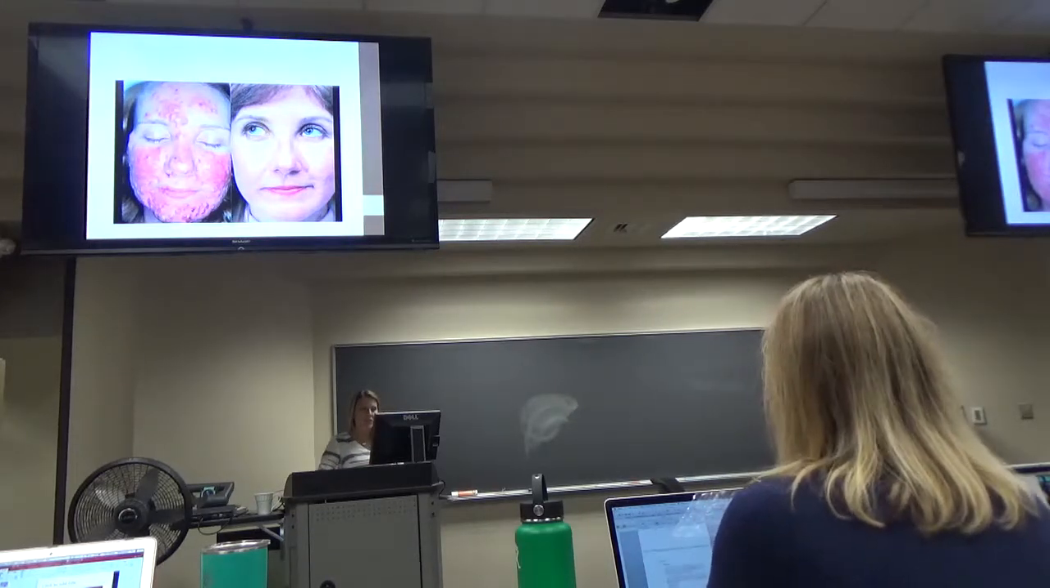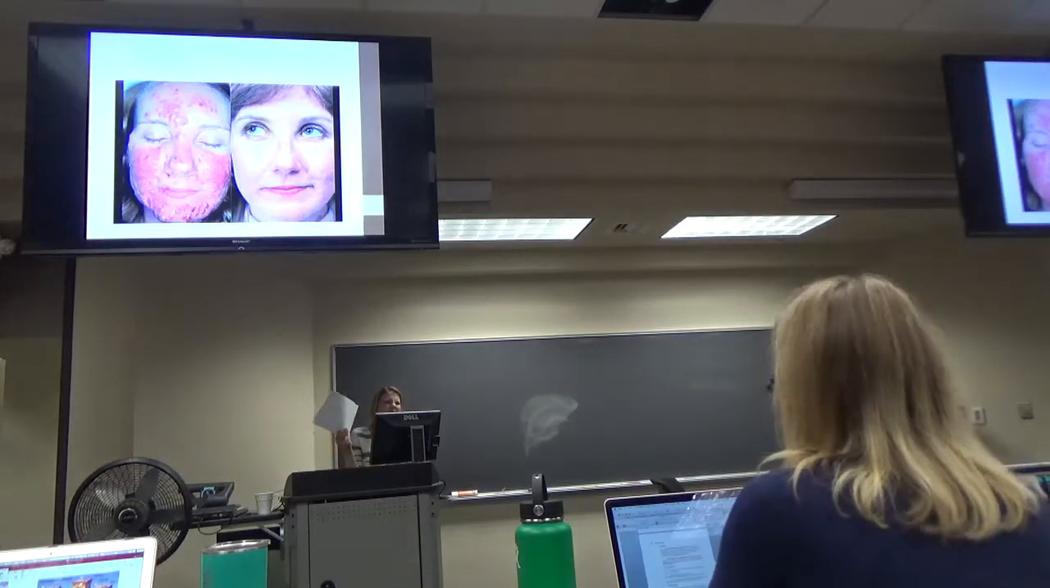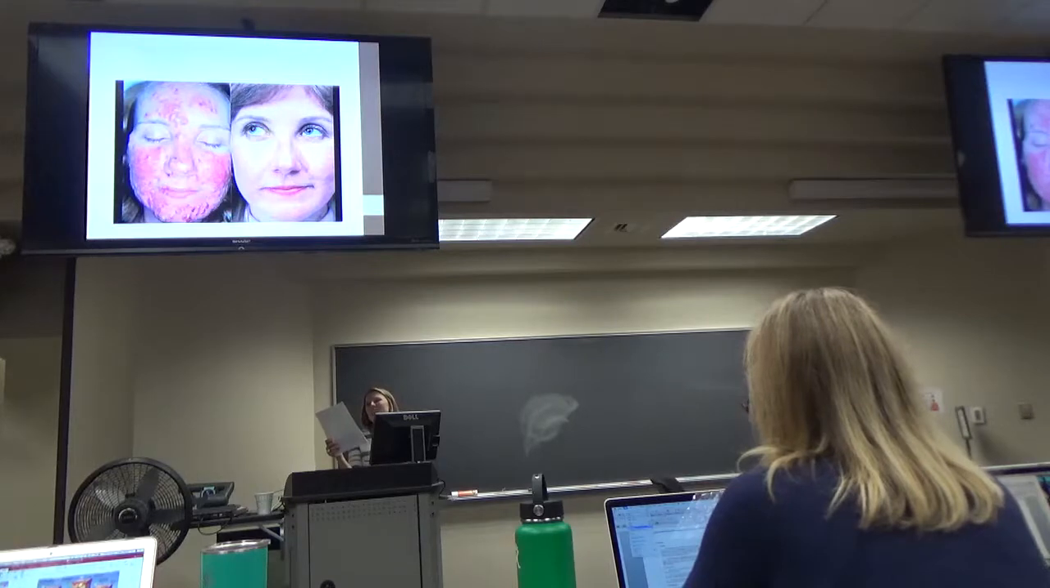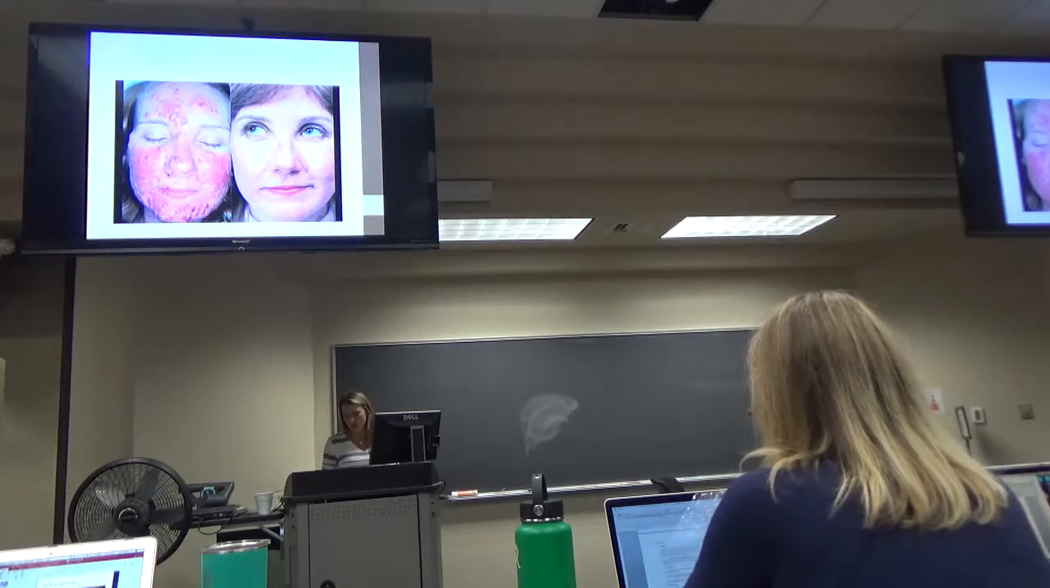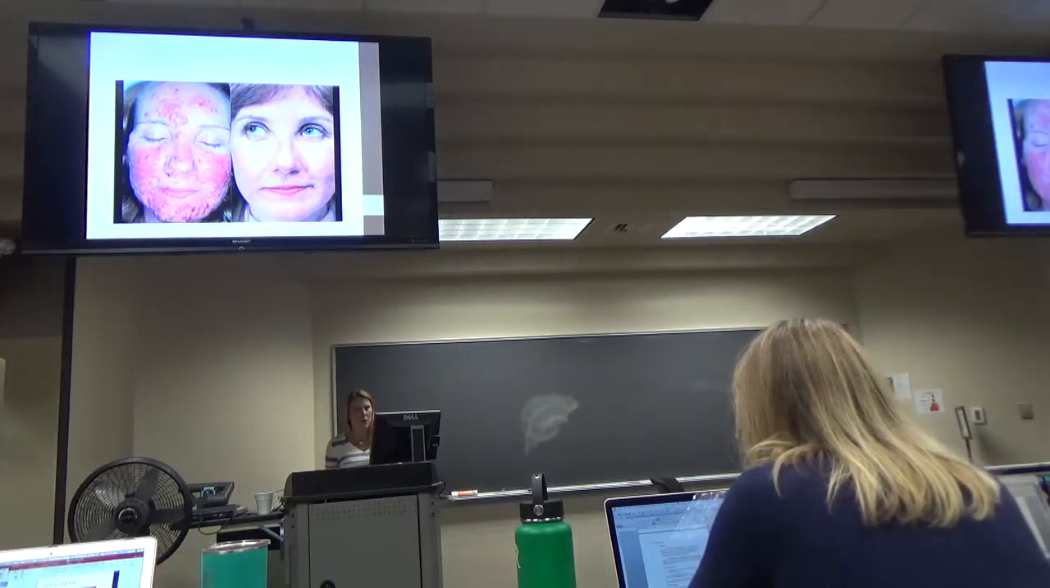So then we'll get into treatment. That's really all the pictures I have of acne. It's pretty self-explanatory, isn't it? We know what it looks like. So treatment's kind of broken down into topical treatments, oral antibiotics, oral retinoids, and hormonal therapy.